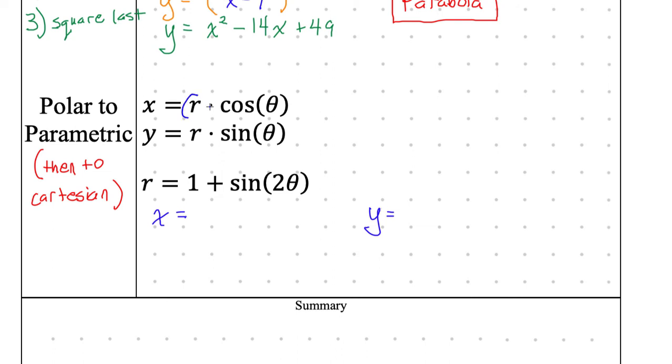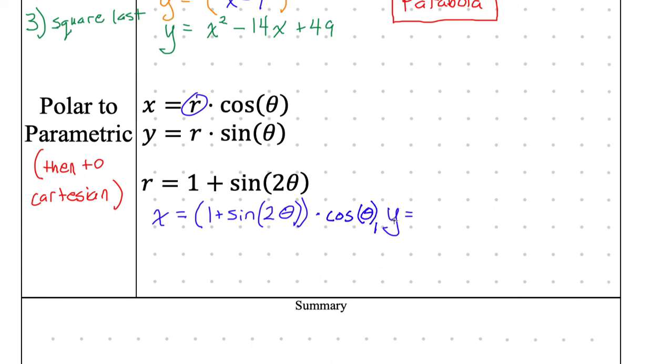So first, x is equal to r. Well, what is r? R is this entire thing, so I'm just going to copy down in parentheses 1 plus sine of 2 theta. Okay, I just copy down r, and then I say times cosine of theta. Done.